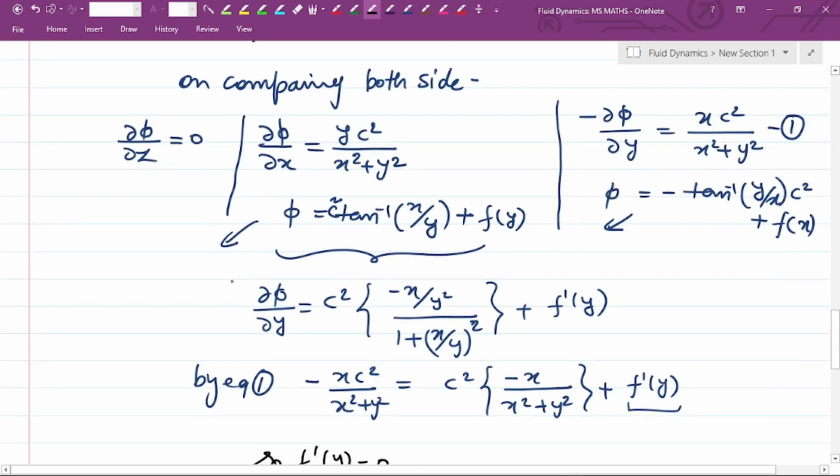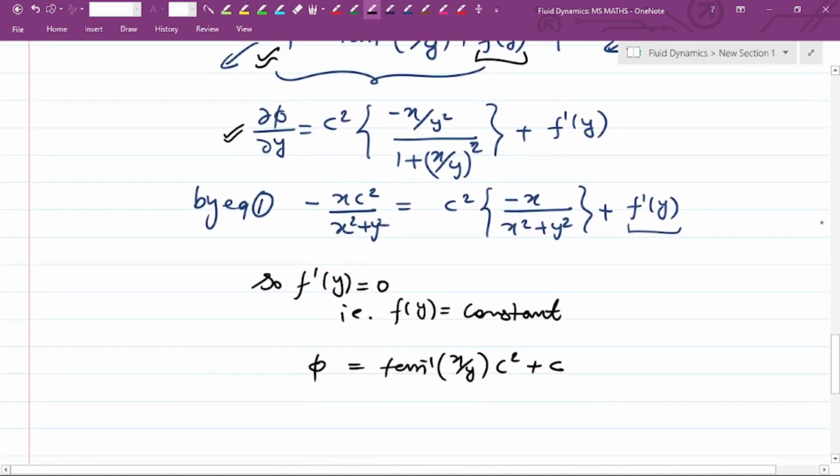In this process we got the potential function. To verify what the function of y is, we differentiated with respect to y. You can also do the same process with respect to x: differentiate the function phi with respect to x, put in this value, and verify that the derivative of f of x should be 0, so that function is also constant.